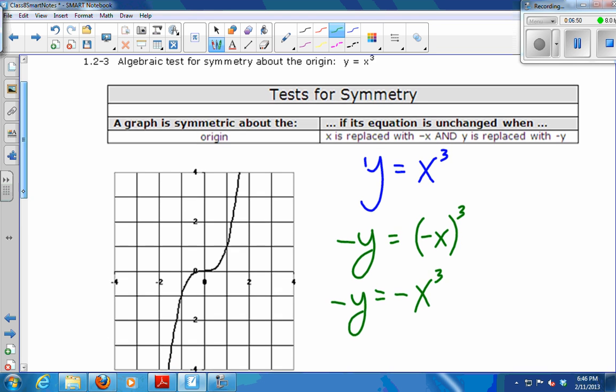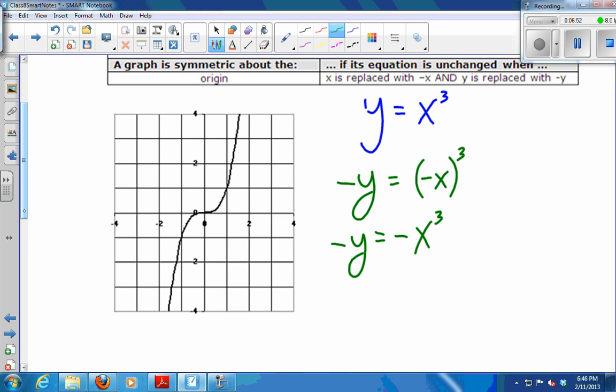Is that the same or an equivalent equation to the original? It's the exact opposite, which makes it equivalent. Yeah. Two equations are equivalent. Imagine adding x cubed to both sides and adding y to both sides. Then we would have x cubed equals y, which is equivalent to this guy, right?